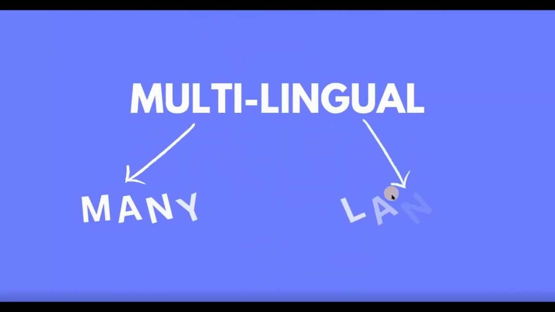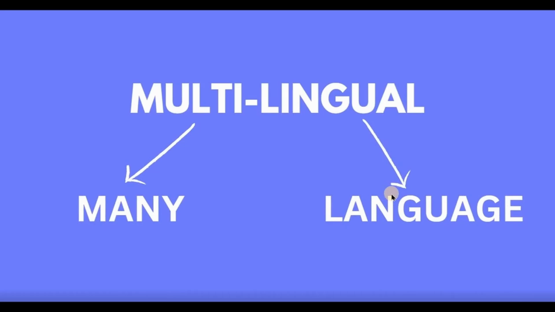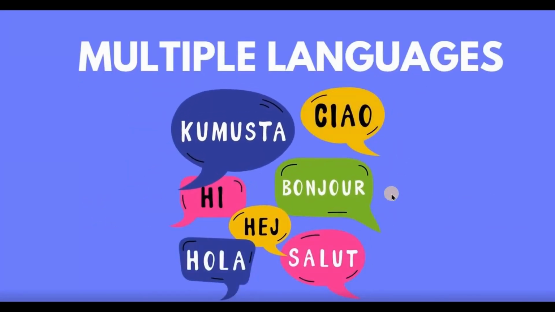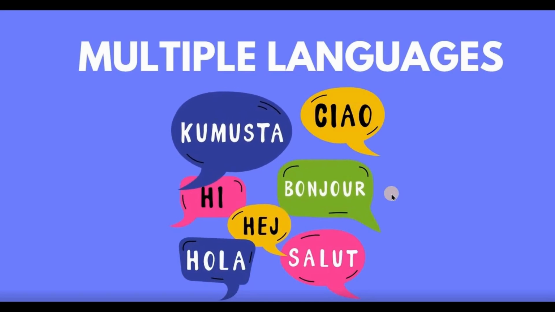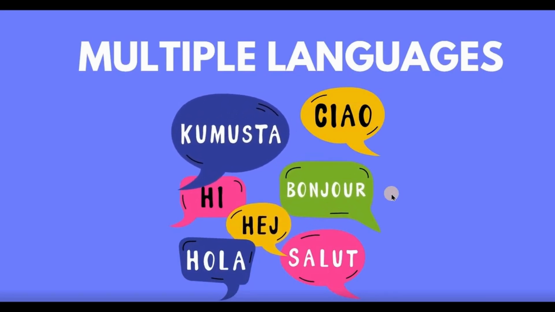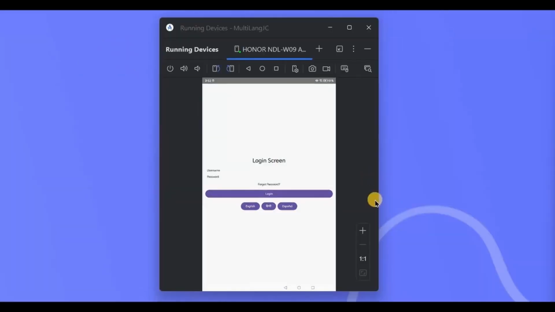Multi means many and lingual means language. So, a multilingual app is an application that supports multiple languages, allowing users to switch between different languages based on their preference. Now, let me show you the demo.